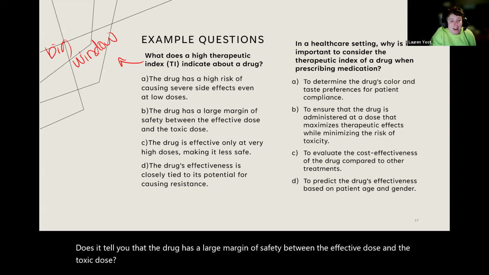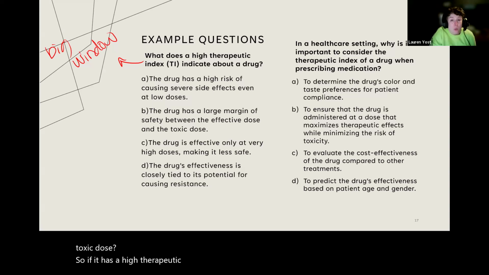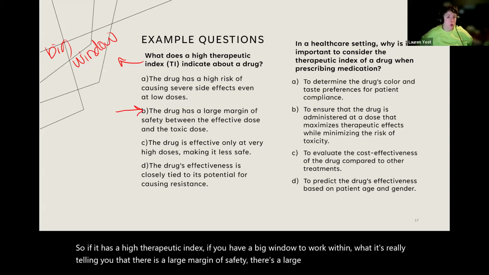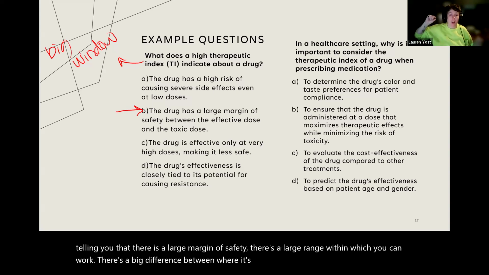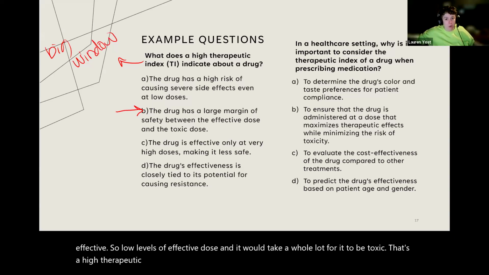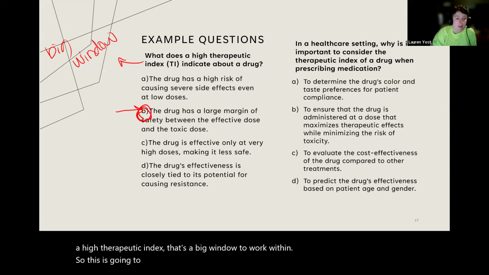So if it has a high therapeutic index, if you have a big window to work within, what it's really telling you is that there is a large margin of safety. There's a large range within which you can work. There's a big difference between where it's toxic and where it's going to be effective. So low levels of effective dose, and it would take a whole lot for it to be toxic. That's a high therapeutic index. It's a big window to work within. So this is going to be answer B.